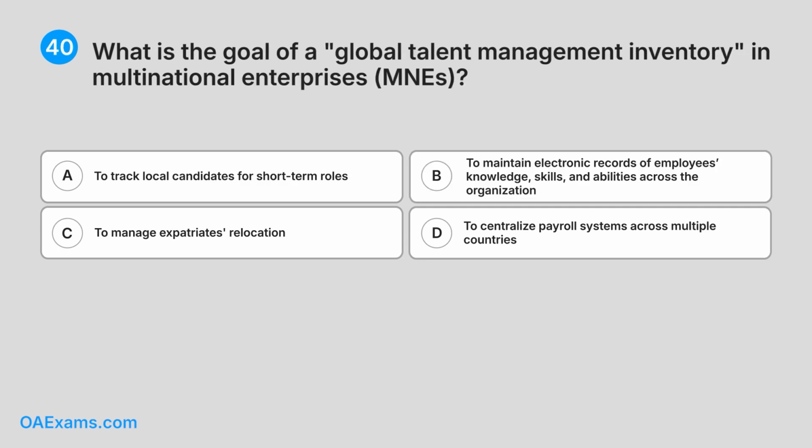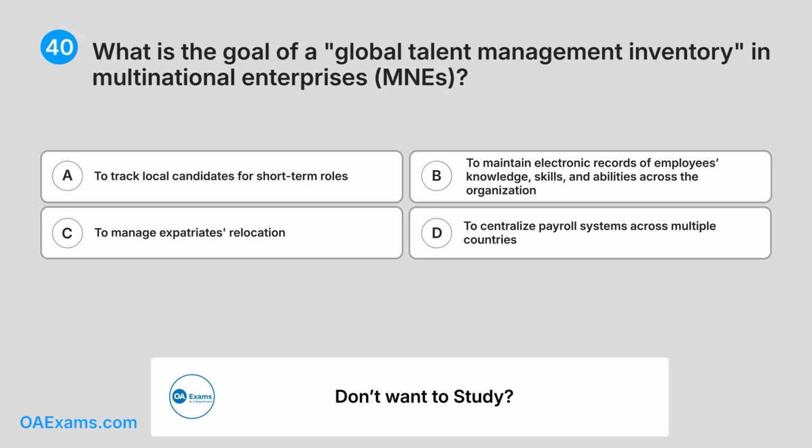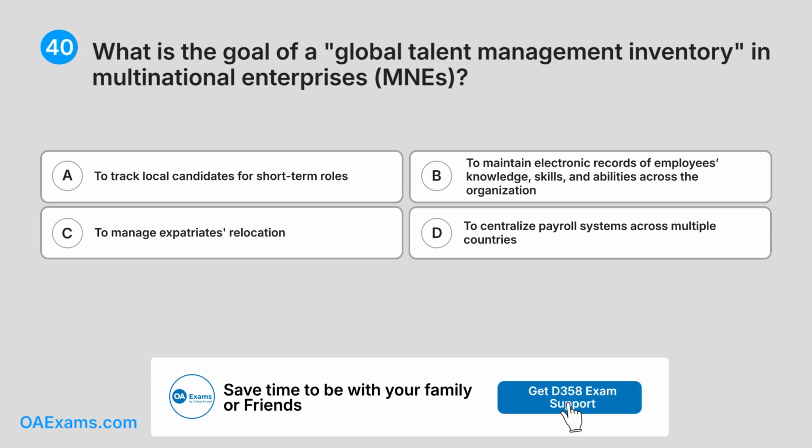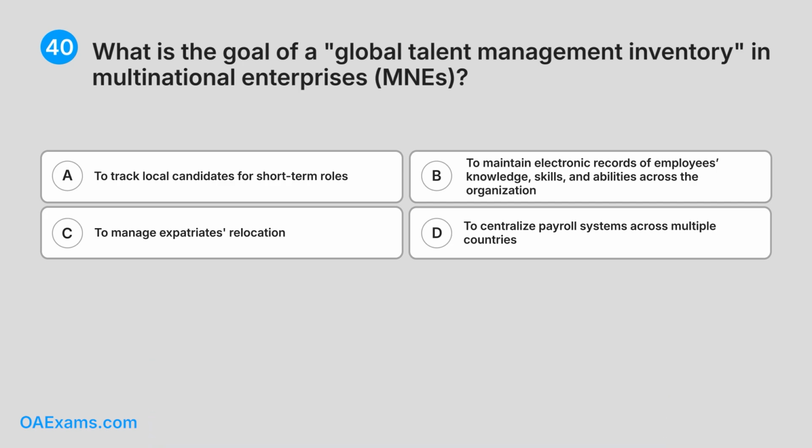40. What is the goal of a global talent management inventory in multinational enterprises, MNEs? A. To track local candidates for short-term roles. B. To maintain electronic records of employees' knowledge, skills, and abilities across the organization. C. To manage expatriates' relocation. D. To centralize payroll systems across multiple countries. Do you know the answer?